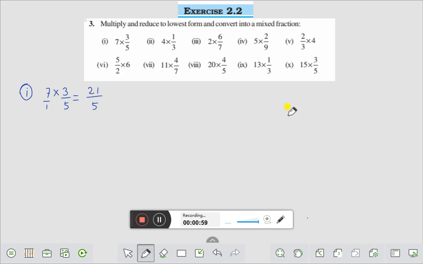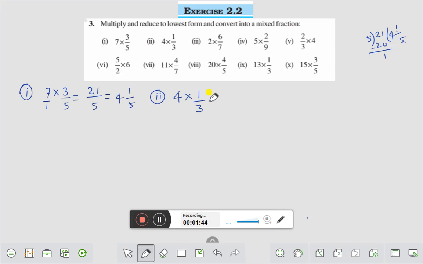Now divide 21 by 5. If you divide 21 by 5, we are getting 5 fours are 20, and 21 minus 20 is 1. You can write it as 4 whole 1 by 5. Therefore it can be written as 4 whole 1 by 5. Now question number 2: 4 into 1 by 3.